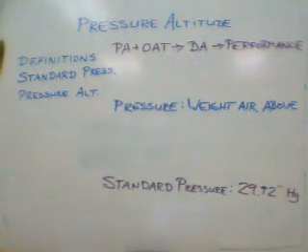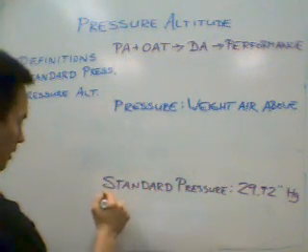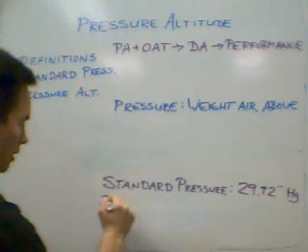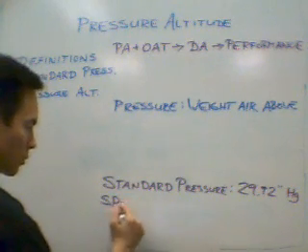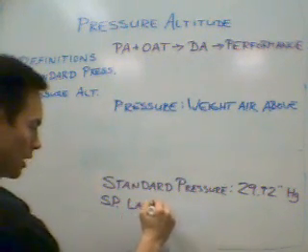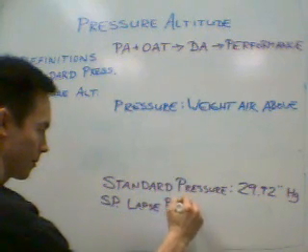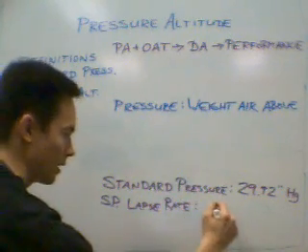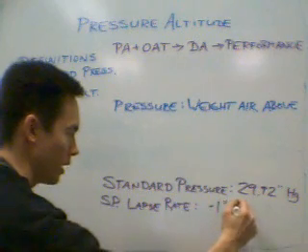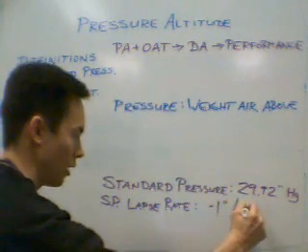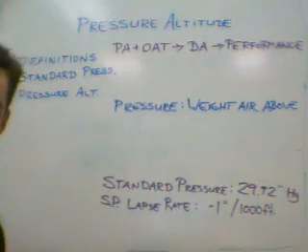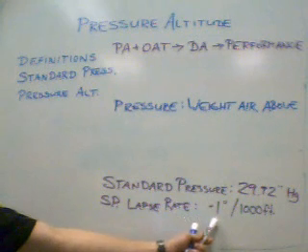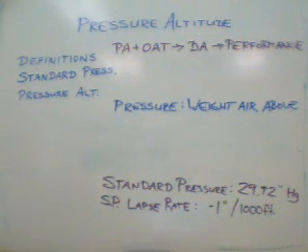As you go up, there's less air above you, and so there's less pressure. There's an average amount that pressure decreases as you climb, which is called the standard pressure lapse rate. And that is 1 inch every 1,000 feet. If you go up 1,000 feet, the pressure will decrease by 1 inch on average.